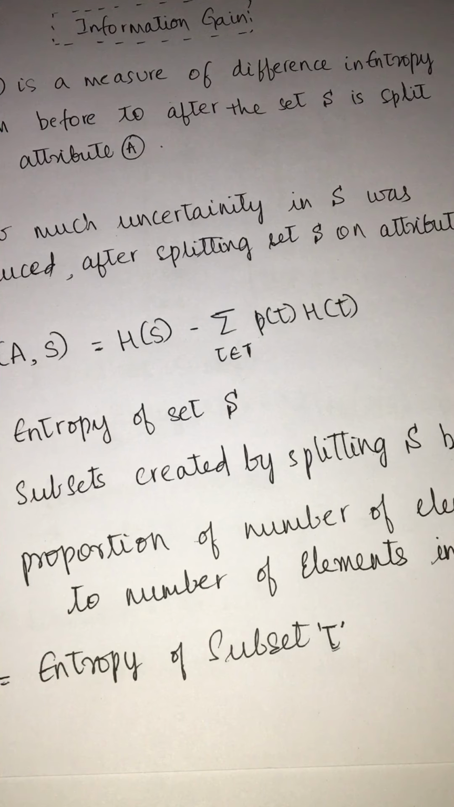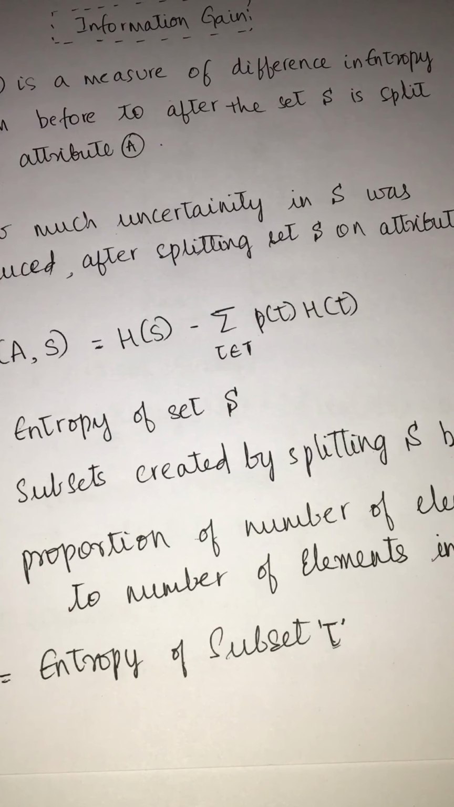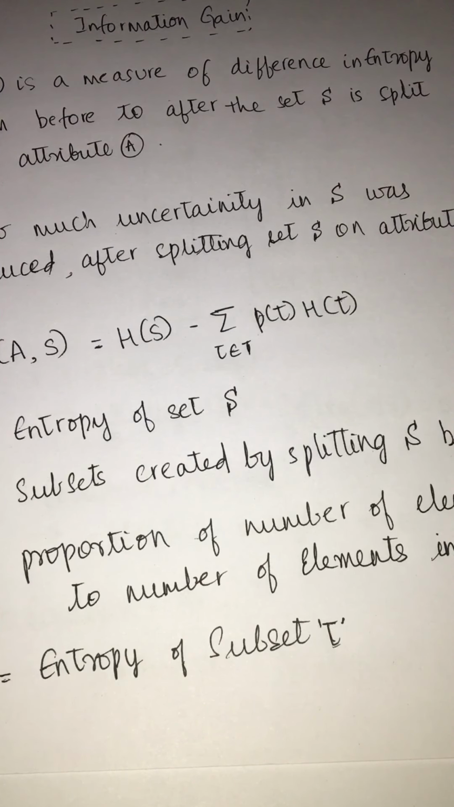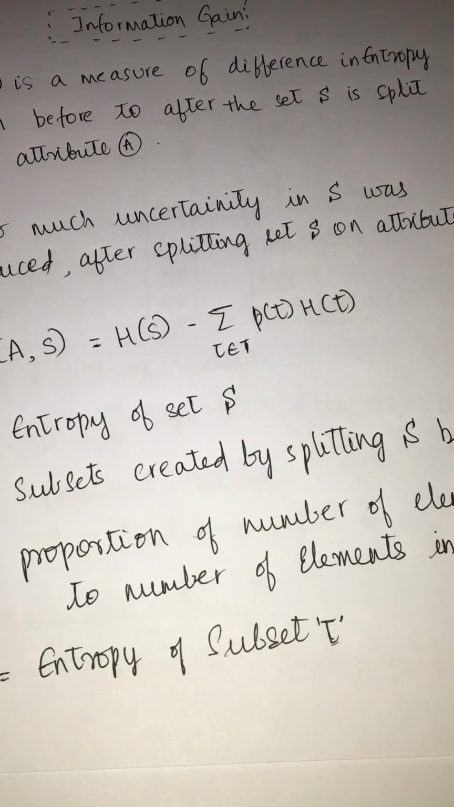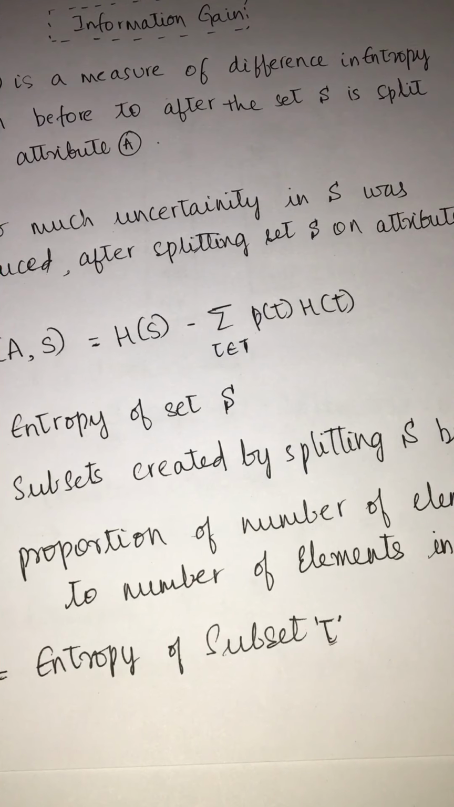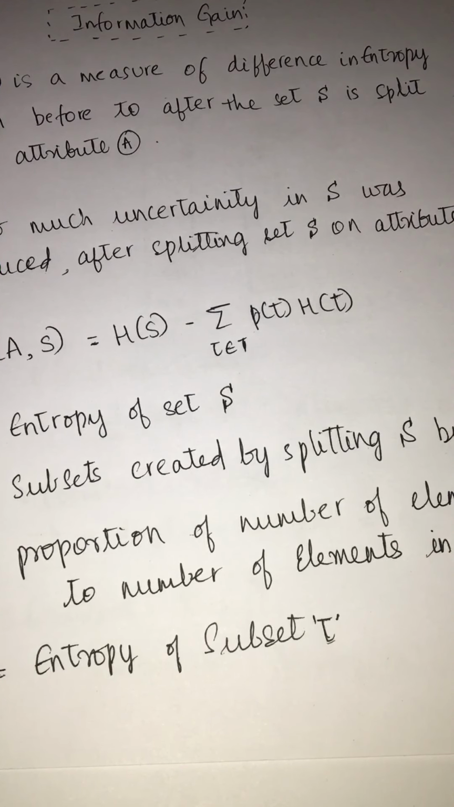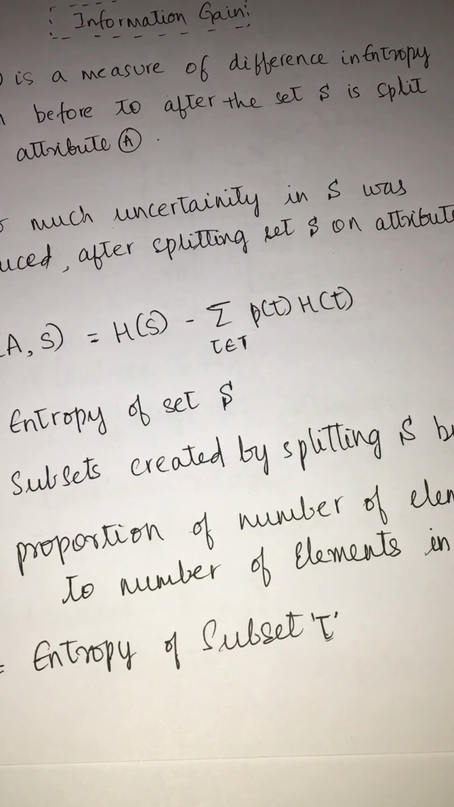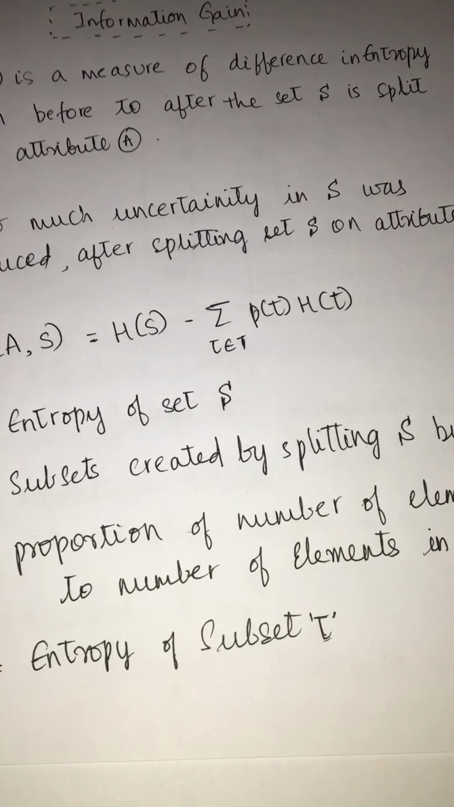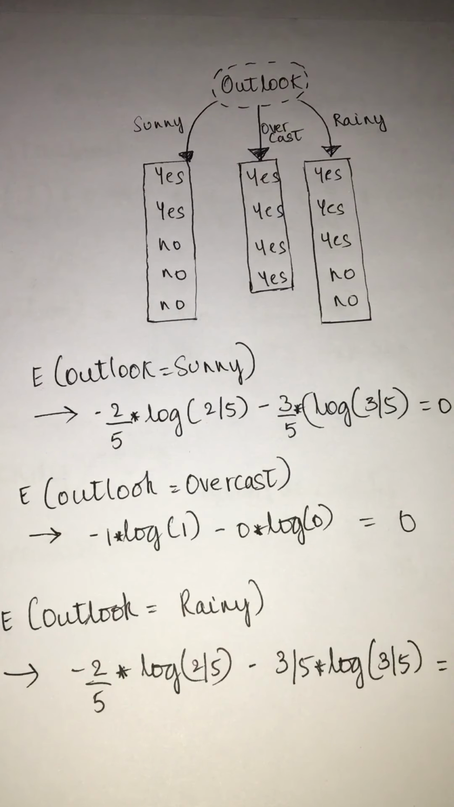P of t is nothing but your number of rows to the total number of rows. I think rainy is 5, overcast is 4, sunny is 5. What would be the count, right? So that is what P of t is. The formula is very simple, guys. Information gain, entropy before minus entropy after. That's it. So that is what you get over here.